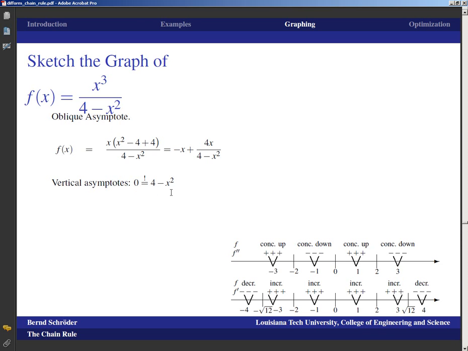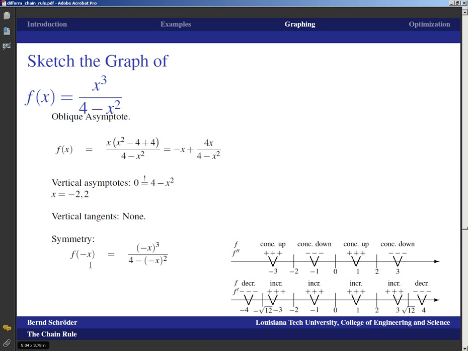So you set 0 equal to 4 minus x squared, you end up with x being -2 and +2. And yes, our function will go off to plus or minus infinity there, because at -2 and at +2, our numerator is not 0. Our vertical tangents, well, there are no vertical tangents for this rational function. And our symmetry, we typically check whether the function is even or odd.